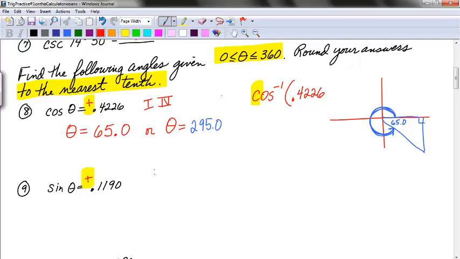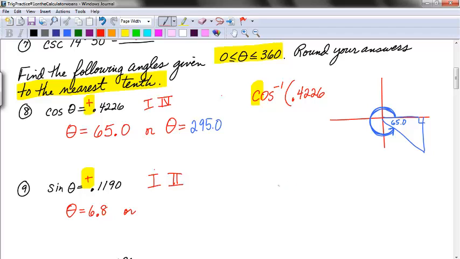On number 9, first thing, look at the sign, and there's nothing there, so it's positive. Sine is positive in 1 and 2. Okay? We know the value of the function. We don't know the angle. So that's when you do inverse sine of 0.1190. Okay, and I get 6.8. And notice that's the theta. Theta, the angle, is 6.8 degrees.